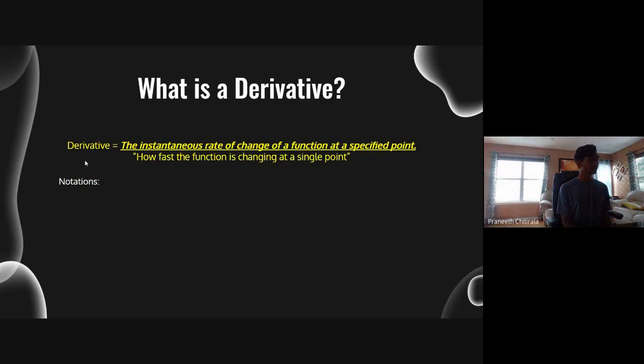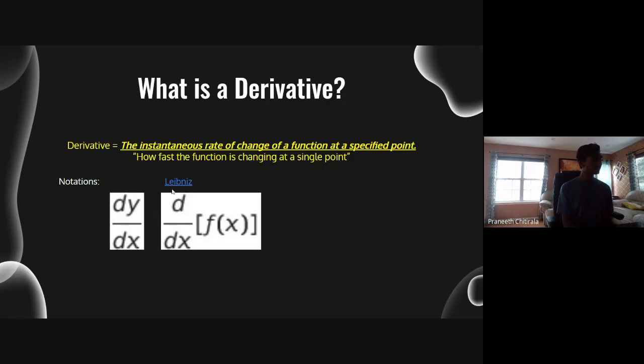So there are different notations that you can use to signify the derivative. There's the Leibniz notation, and you can see here dy over dx, or a change in y over a change in x, or you could just do d over dx of f of x. They both mean the same thing, where y and f of x are the function itself, and x is the variable that we're talking about.